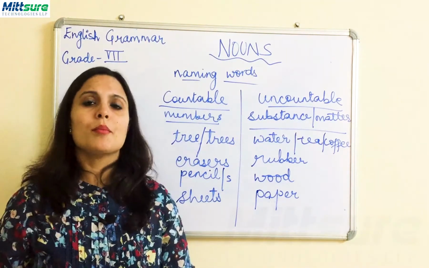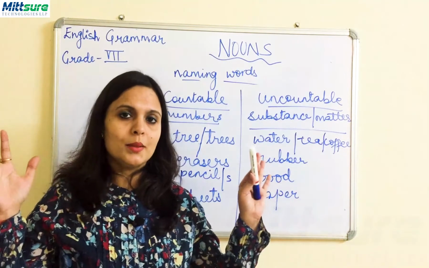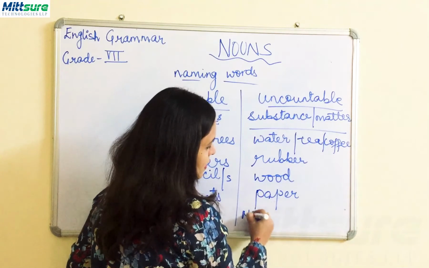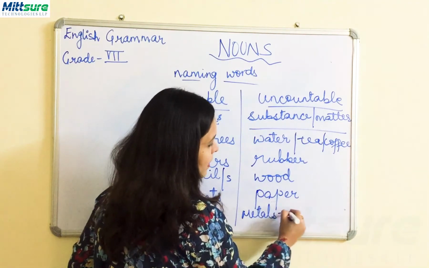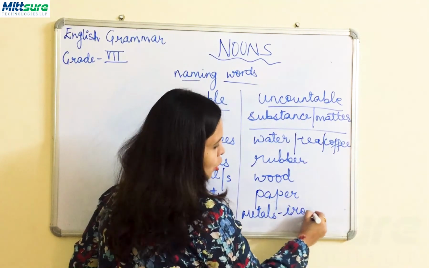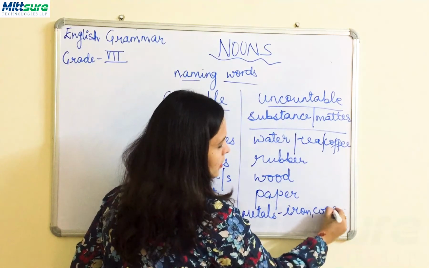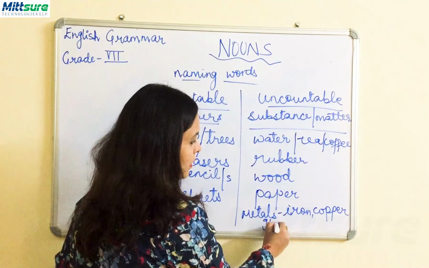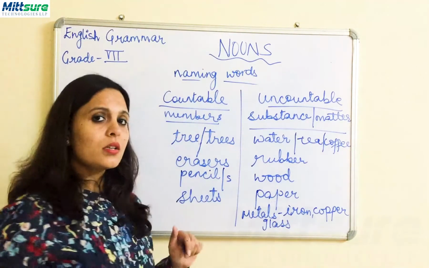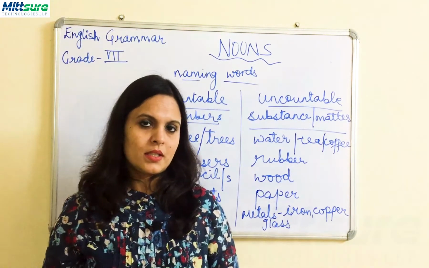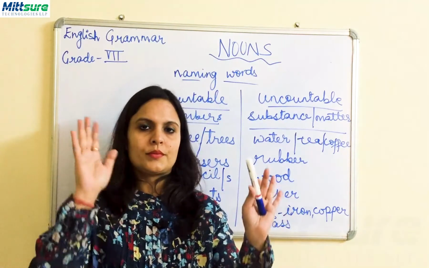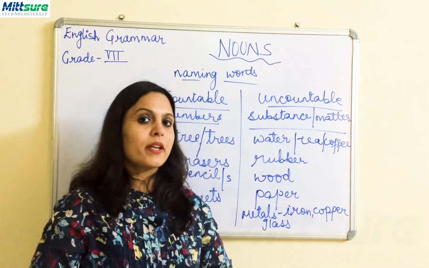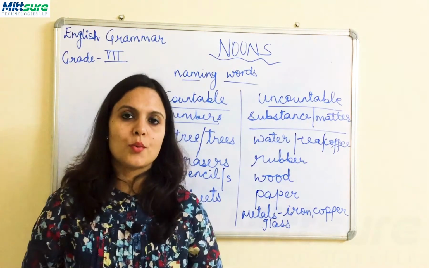Similarly, when we talk about all the metals, very, very important to be written here, the metals, right? Iron or copper, right? Steel or glass, very important, right? These are not counted. We count the window, a window made up of glass, right? I'm not talking about the glass where you have the water in it.